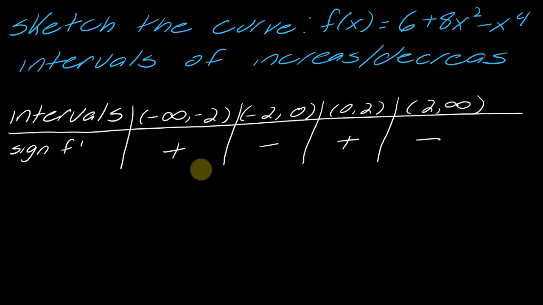At negative 2, notice here I'm going from increasing to decreasing. This means that we have a max here at negative 2. And then from this interval to this one, I go from decreasing to increasing, so this tells me I have a min here. And then finally here I go from increasing to decreasing, so now I have a max here. So I'll just summarize.